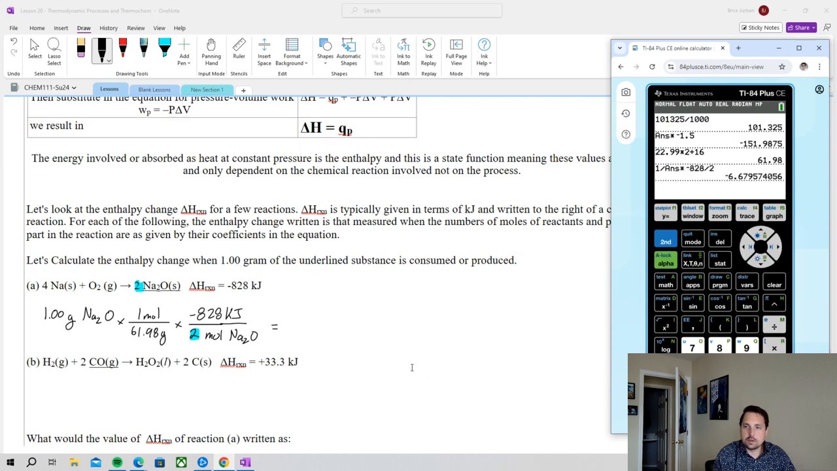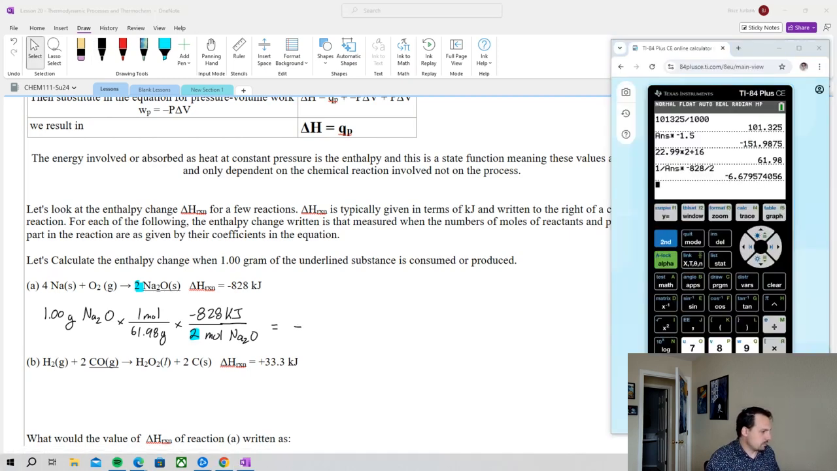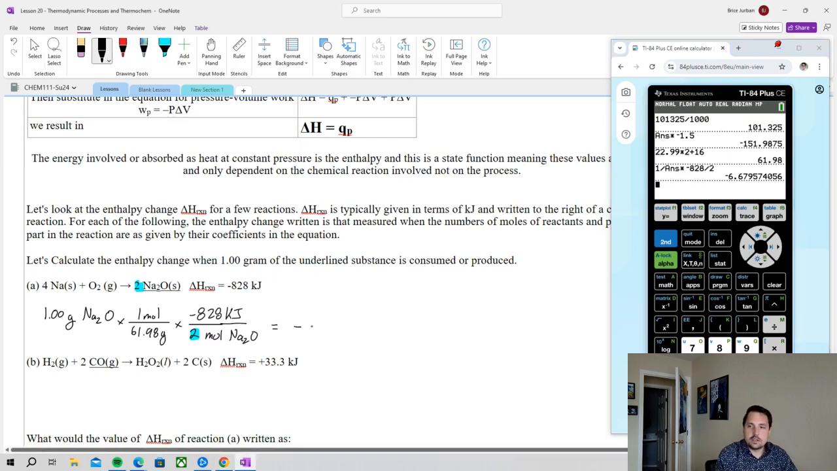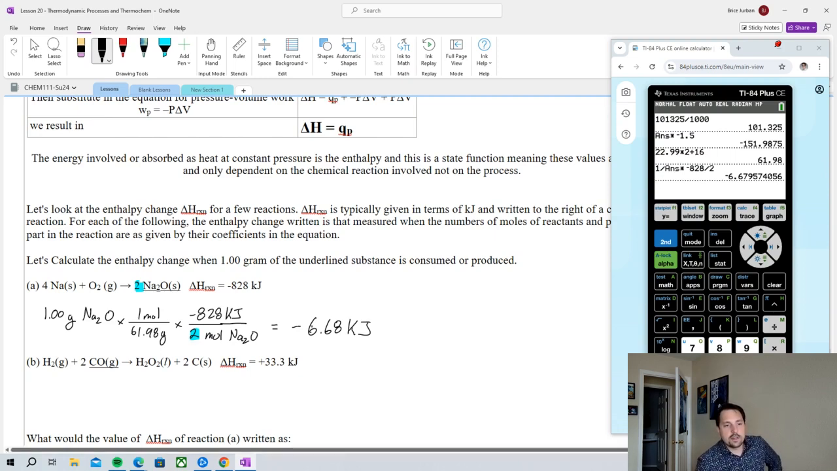We got to divide here by 2. All right. So this comes out to be negative 6.68 kilojoules of energy. And because this value here is negative, that means that this is an exothermic reaction. That's how much energy is going to be given off when that much sodium oxide is produced. So when we produce 1 gram of sodium oxide, we will get negative 6.68 kilojoules of energy.